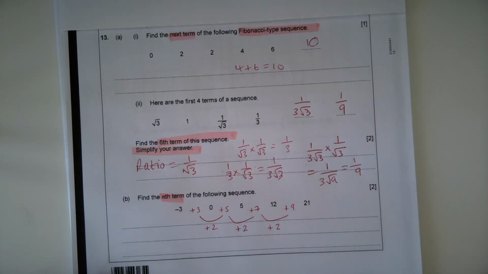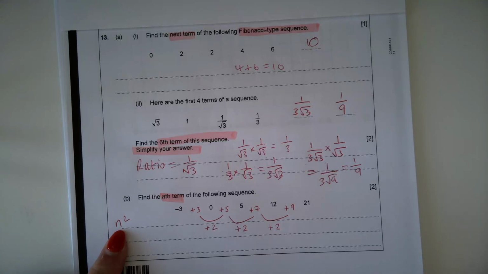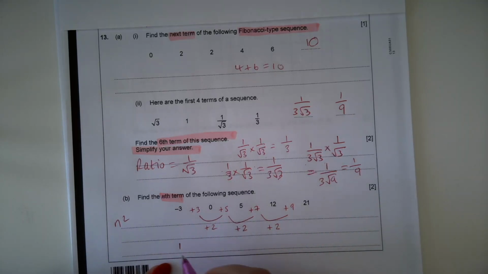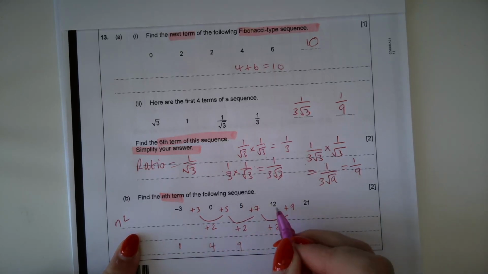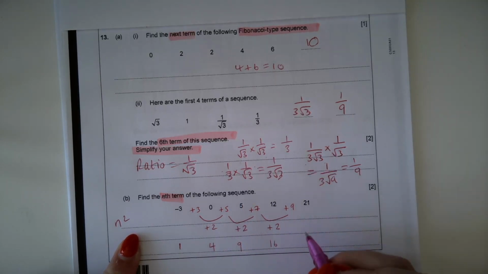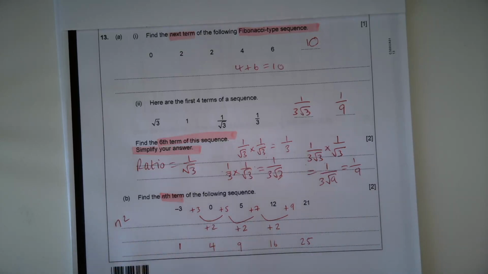So for a quadratic sequence, to find our n squared term, we half the second difference. Half of the second difference is 1. So we're starting with n squared. What we need to do now is compare this sequence with the sequence of squared numbers. So 1 squared would be 1, 2 squared would be 4, 3 squared would be 9, 4 squared would be 16, 5 squared would be 25. So first term, second term, third term, fourth term, fifth term.